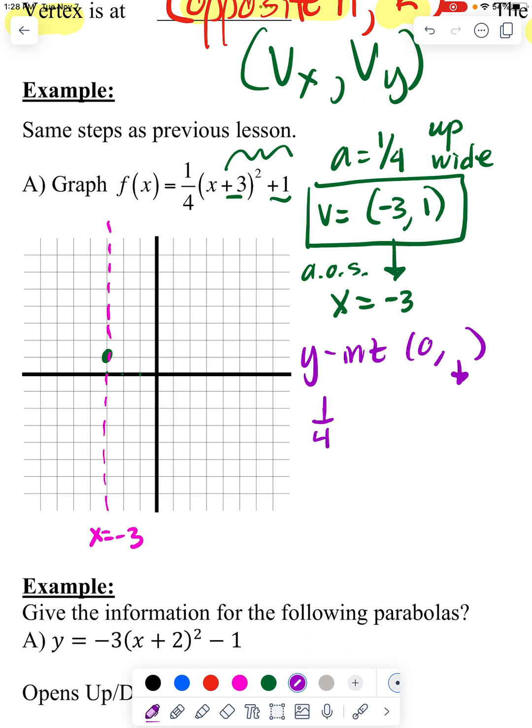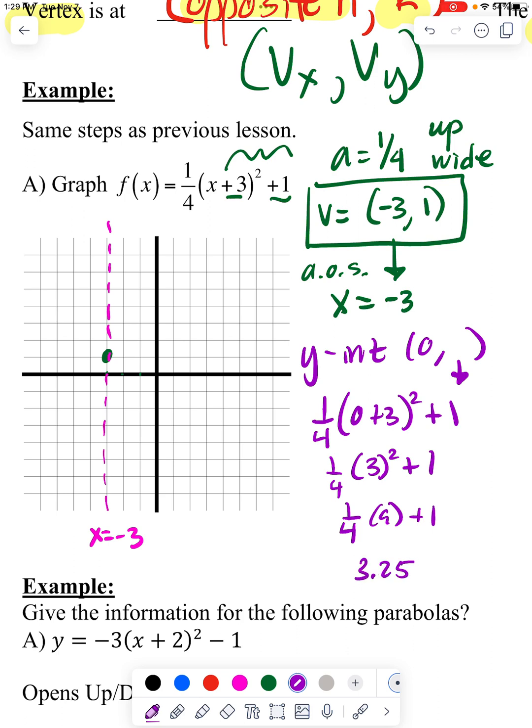So this, unlike standard form, I actually have to do math to figure it out. It's not just a number that I see in the equation, because here the 0 doesn't cancel stuff out. 0 plus 3 is 3. PEMDAS is still real, so then that's going to turn into a 9, and then I'm going to add 1. You can definitely use your calculator for this, and when you're done, you get 3.25. So my y-intercept is going to be at 0, 3, and a quarter.